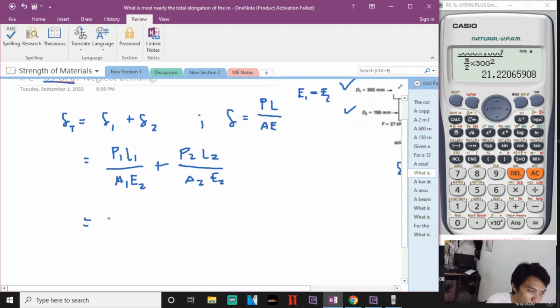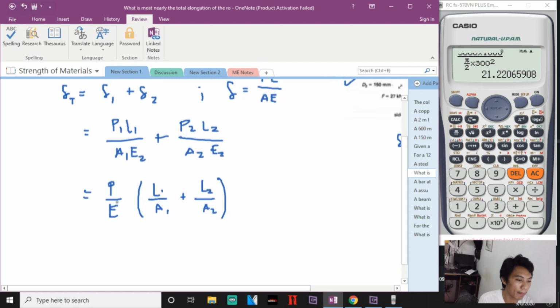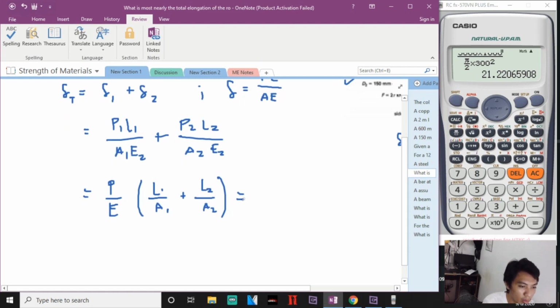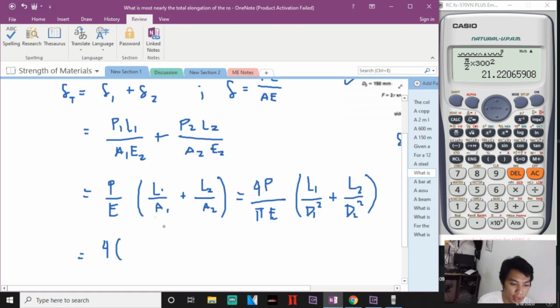And then si loading, P over E, equal to, multiplied to L over A. L1 over A1 plus L2 over A2. Labas ko na si 4 over 5. Equal to 4 over 5 multiplied by L1 over D1 squared plus L2 over D2 squared. Now, you'll have 4. Ano ba yung loading mo? 27 kilonewtons. Gawin ko na lang newton. 27,000 newtons.